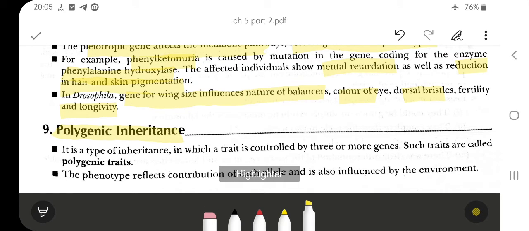So, what is polygenic? It is the type of inheritance in which the trait is controlled by 3 or more genes. We have discussed monohybrid, in which the inheritance is controlled by 1 gene, and dihybrid, in which the inheritance is controlled by 2 genes. But the inheritance in which the trait is controlled by 3 or more genes is called polygenic. As you know, poly means many. The phenotype reflects the contribution of each allele, and is also influenced by the environment.